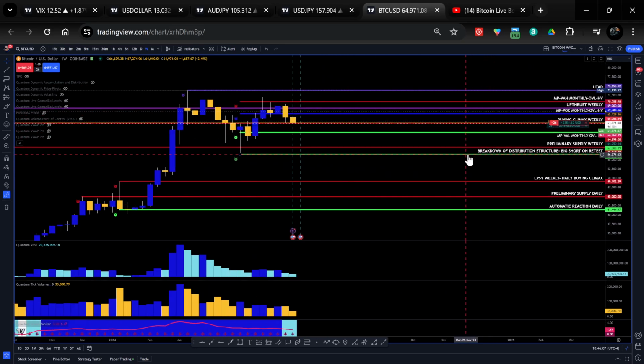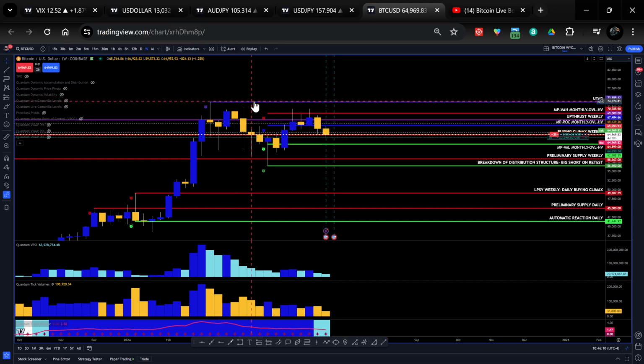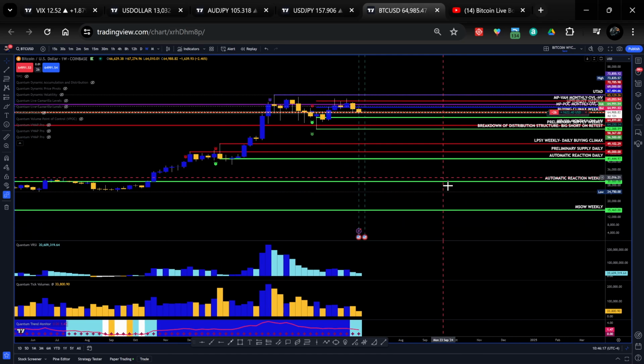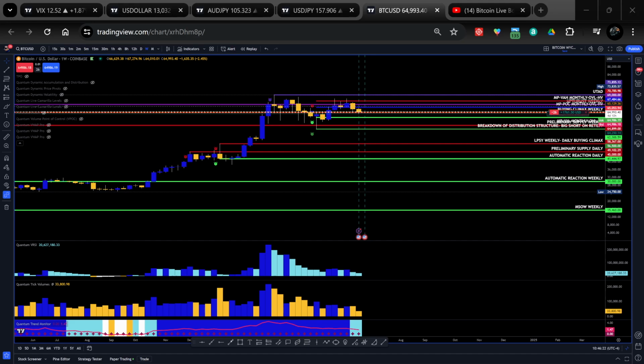So in this upthrust after distribution scenario here, we're looking at a possible big breakdown to a possible automatic reaction, which is, wait, let me get my arrow, which is right here at 30,000. Now, well, actually on the daily it's 41,444.97. On the weekly it's 30,000. So people don't really want to accept that this could happen, right? But this is from a Wyckoff perspective.